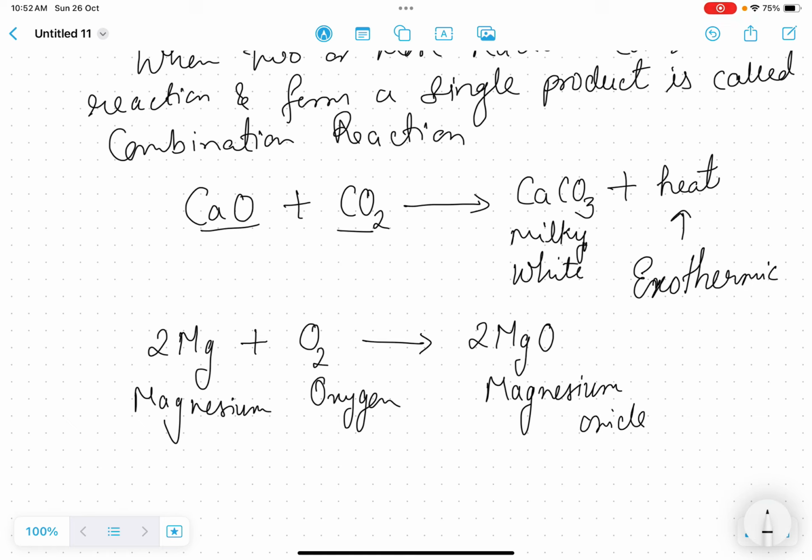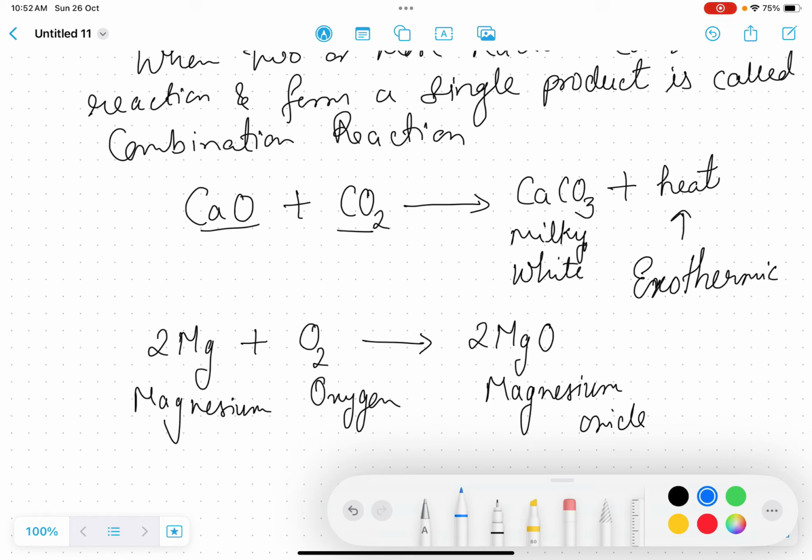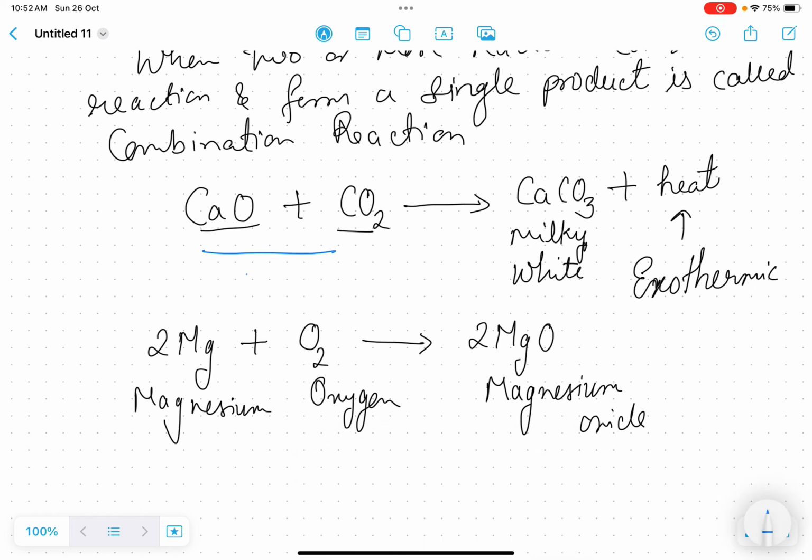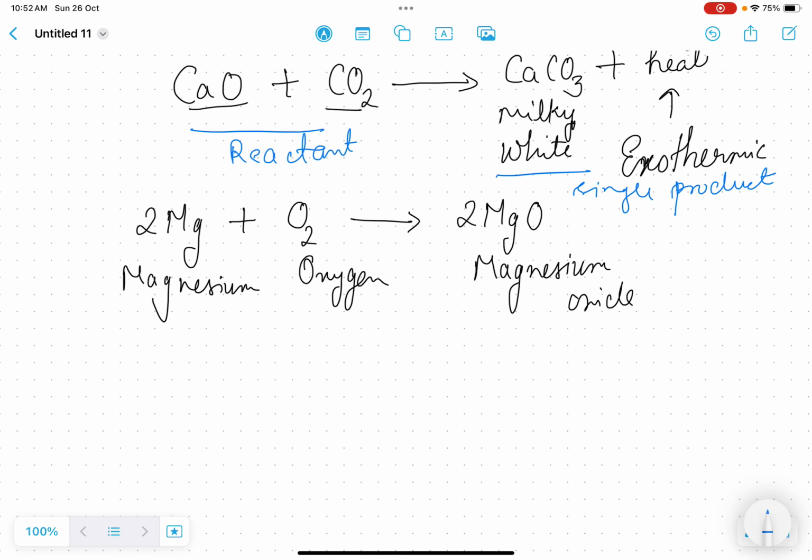In both these reactions there are two reactants and a single product is formed. Calcium oxide and carbon dioxide are two reactants and the single product is calcium carbonate. And in this reaction also there are two reactant molecules, magnesium and oxygen, and one product molecule, that is magnesium oxide.